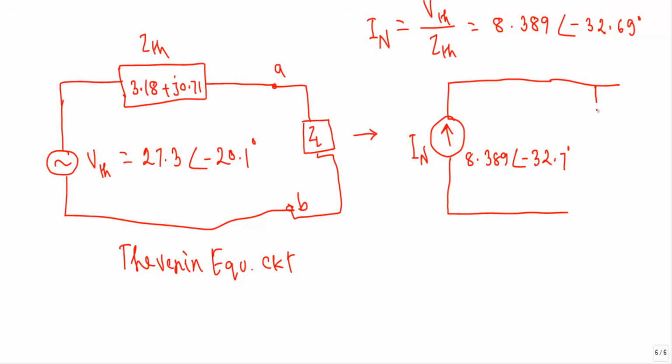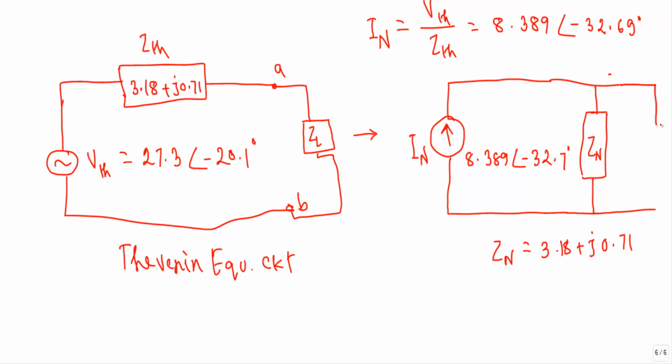That will be in parallel with the Norton impedance. Numerically, the value of Norton impedance and Thevenin impedance will be equal, and ZN will be equal to 3.18 plus J0.71. If I connect the load impedance ZL here, that will be our Norton circuit.